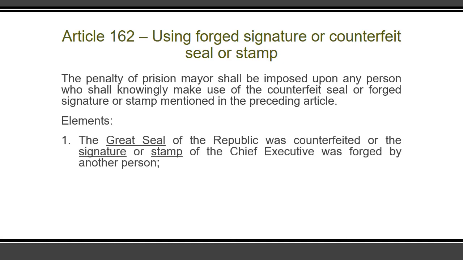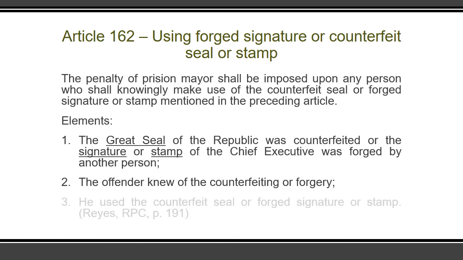First element, that the Great Seal of the Republic was counterfeited or the signature or stamp of the Chief Executive was forged by another person. Second element, the offender knew of the counterfeiting or forgery. And third element, the offender used the counterfeit seal or forged signature or stamp for a purpose other than what is allowed by law or by executive issuances.